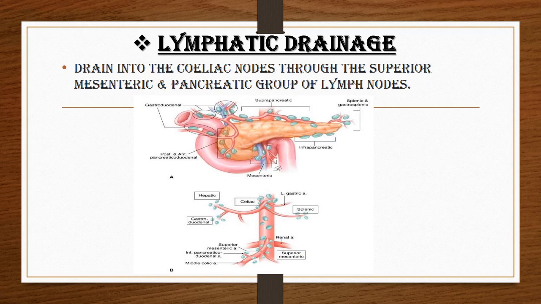The lymphatics of the pancreas drain in the lymphatic clefts between the alveoli of the gland. They terminate in the coeliac nodes either directly or indirectly through the superior mesenteric or pancreatic group of lymph nodes.